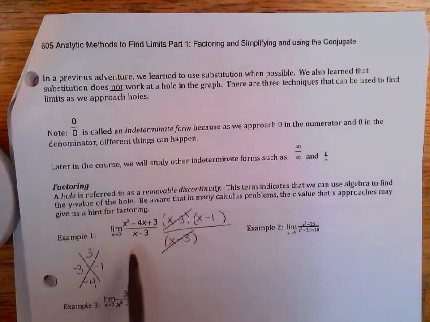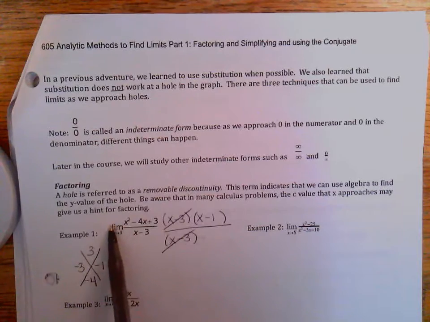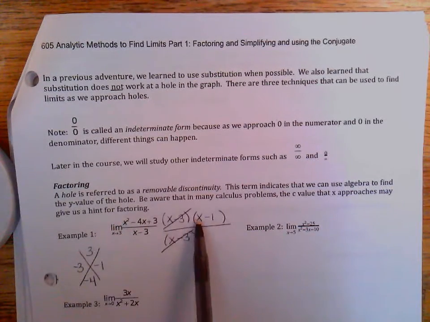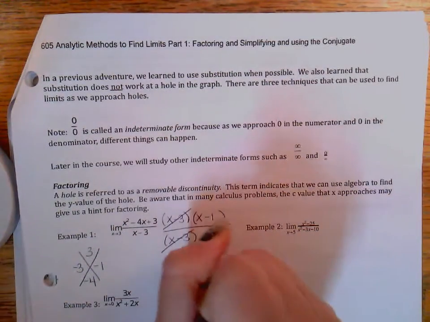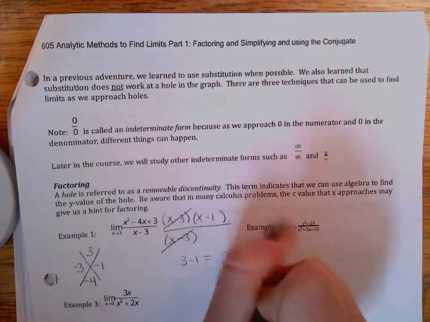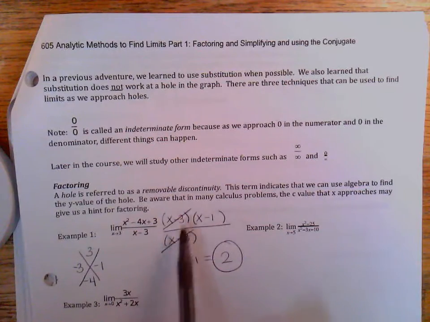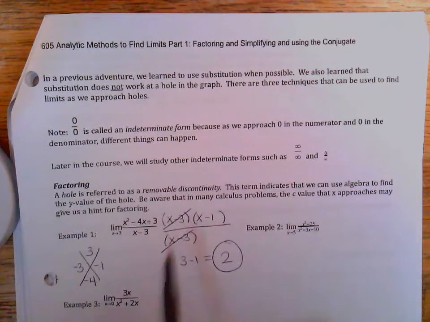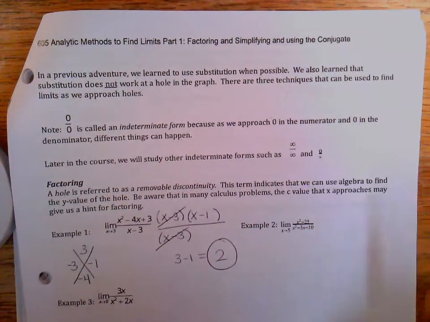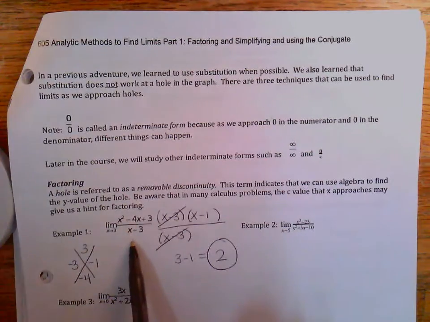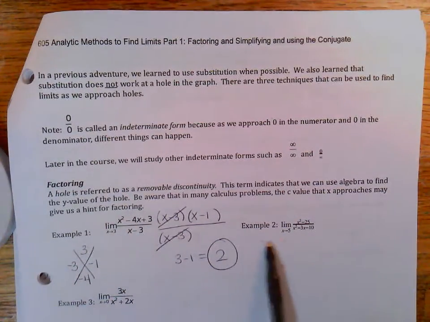So now to evaluate my limit, I plug in 3 for x. 3 minus 1 is equal to 2. So my limit is equal to 2. I could not find the limit until I canceled out that x minus 3 term from the denominator, because currently the denominator was 0. All right, example 2.